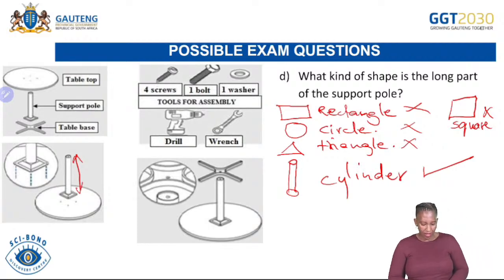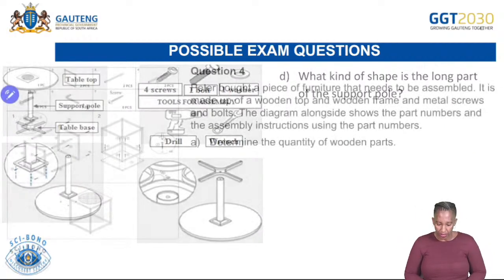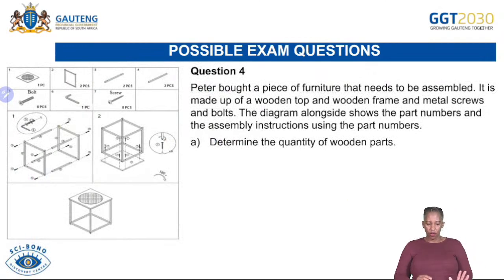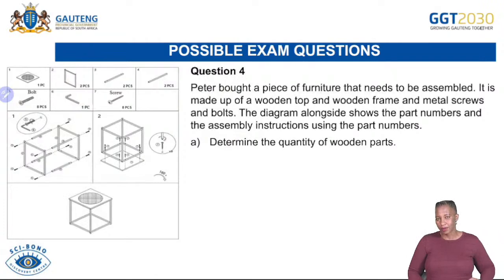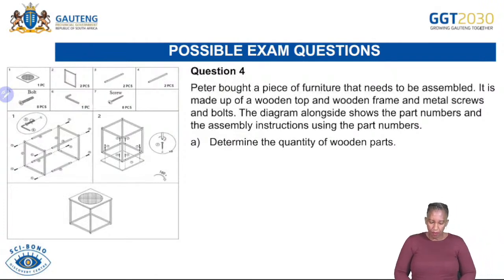The most important thing is to go through the instruction, and then you identify all the pieces. Now, the next possible question. Peter bought a piece of furniture that needs to be assembled.